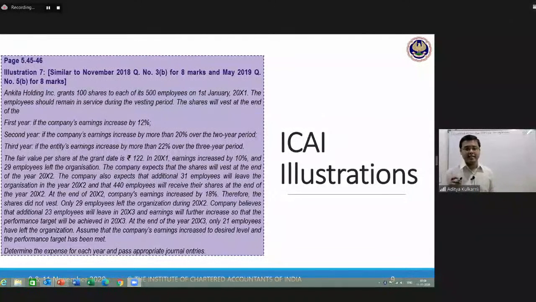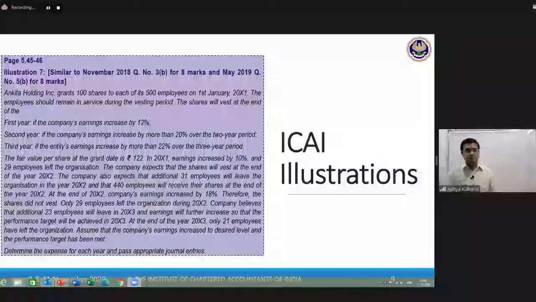The company expects that the shares will vest at the end of year 2. So now you can see there is a change in estimate. The company also expects that additional 31 employees will leave the organization in year X2. That means as on the first year end, I am estimating that a further 31 employees will leave in the subsequent year. I have to factor that when I'm calculating the cost for the first year.